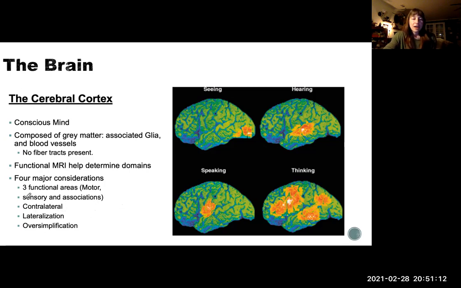Your brain has this weird characteristic of being what we call contralateral, which basically means that the cerebral cortex of the right hemisphere controls the left side of your body, and the cerebral cortex of your left hemisphere controls the right side of your body, which is really trippy.